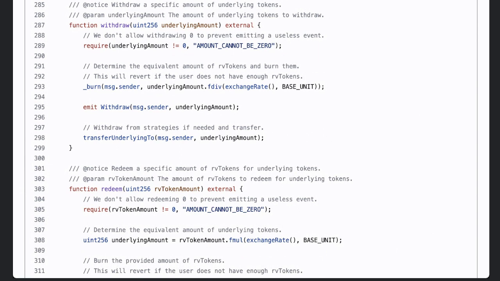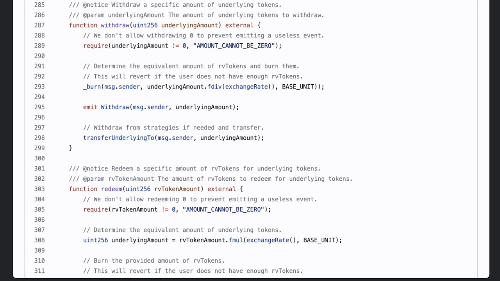So you go for the event, and then you have transfer underlying to. You can't just use a straight transfer. Right. Let's skip to that function. Redeem is very similar. Transfer underlying to is the start of the bulk of this contract.